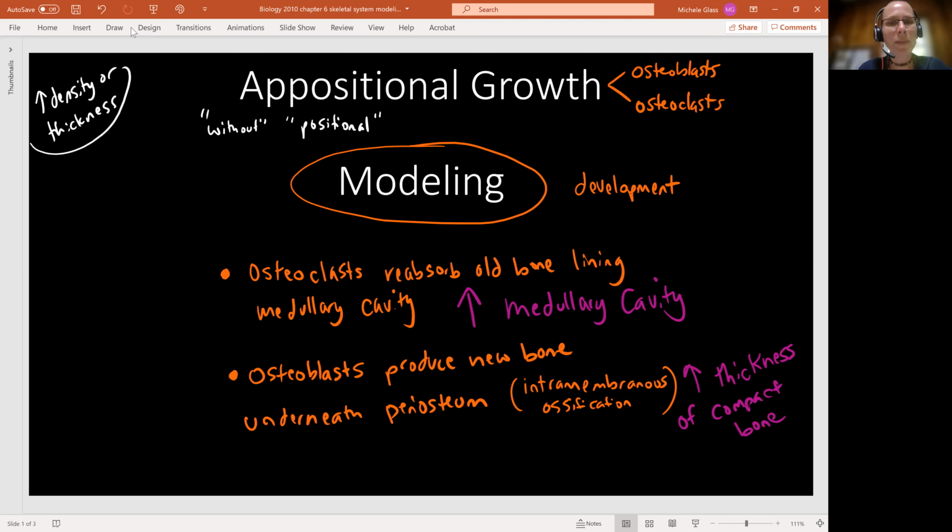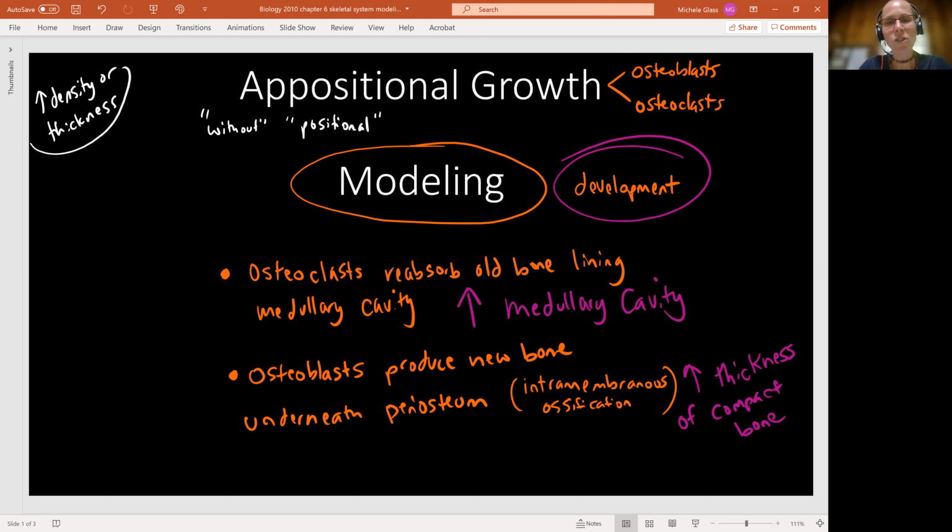Why would we want to increase the medullary cavity? Well, the person is getting bigger, and so they need more of that fat storage space. They need more of this space also for red bone marrow, for blood cell production, hematopoiesis, because the body's getting bigger. So you're going to need more fat storage and more blood cell formation. And so these are the characteristics of modeling. Again, remember, this is happening during that developmental stage.